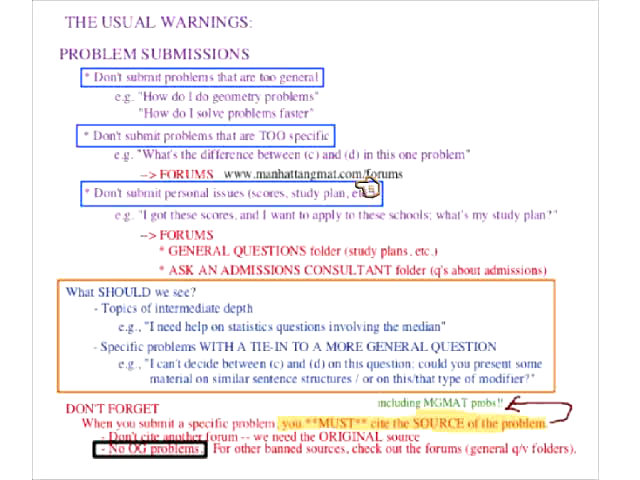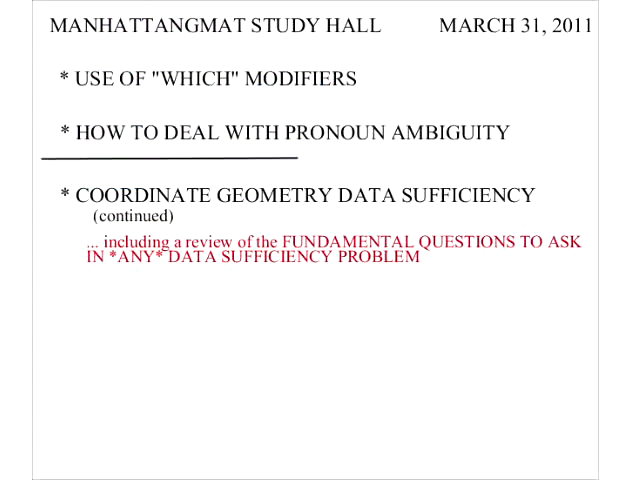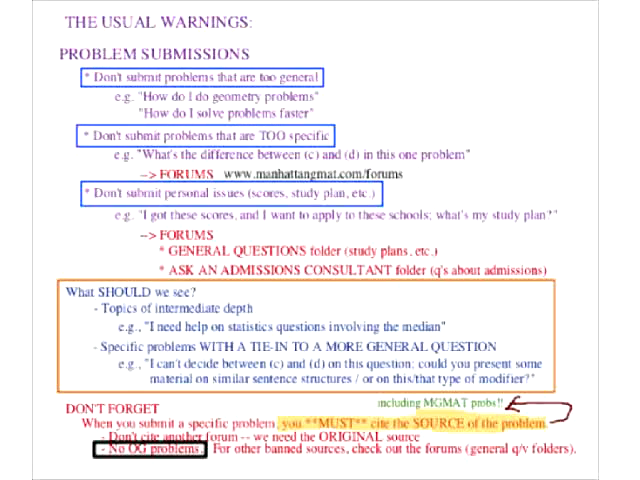As far as what you should submit, again, intermediate depth. So this was one of the decently recent topics. Coordinate geometry data sufficiency is the right kind of depth too. It's not so specific that we can just answer it on the forum, but it's also not so general that it would be hundreds of hours. It's the right level of depth. Pronoun ambiguity issues, that's the right level of depth. It's a single focused topic, but still general enough for us to cover. And so on. So that's the rules as far as submissions.